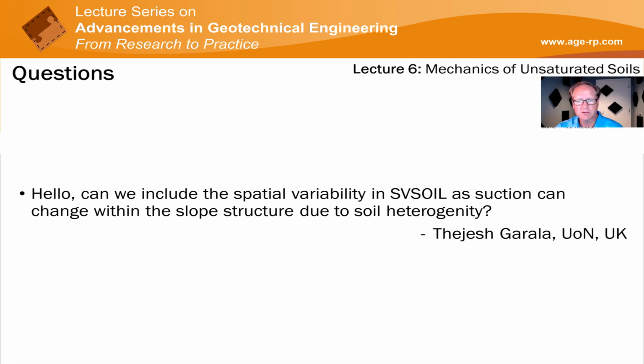Hello, can we include the spatial variability in SV Soil, as suction can be changed within the soil structure due to soil heterogeneity? Well, you can include spatial variability in SV Slope, which is the slope stability software, and that can be accounted for quite well. We've got random fields, which I think is the main method for including spatial variability in SV Slope. So the answer is yes, you can do it quite easily. I didn't have time to show that, but if you drop me an email, I can walk you through how that was done in the software.